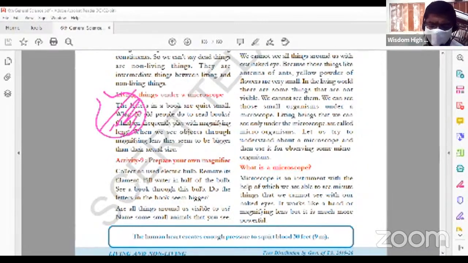Next, concentrate here. Are all the things around us visible to us? No, all the things are not visible to us. Many microorganisms are there in water. And you can identify that many dust particles are present in the air. Those particles we can't see or observe. Are all the things around us visible to us? No. Name some small animals that you see.